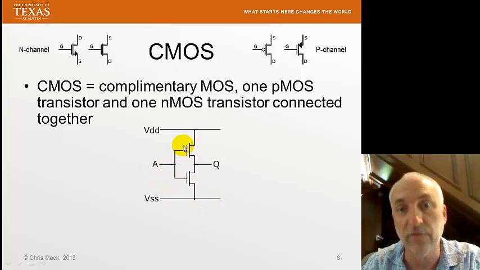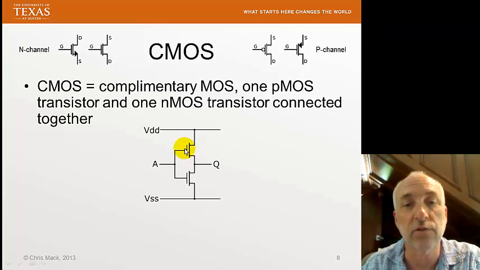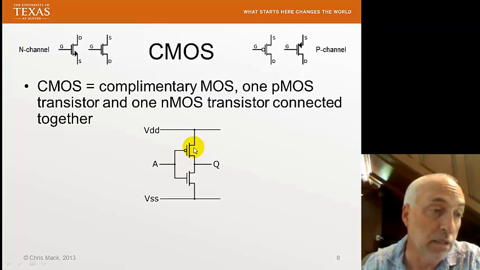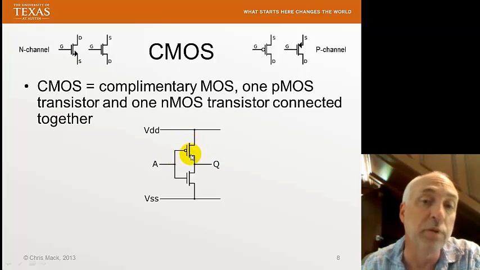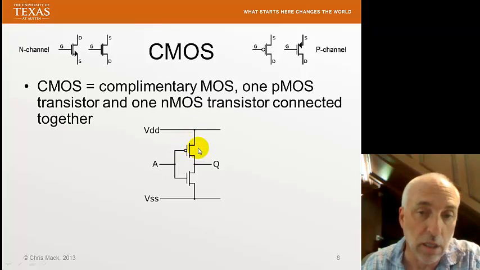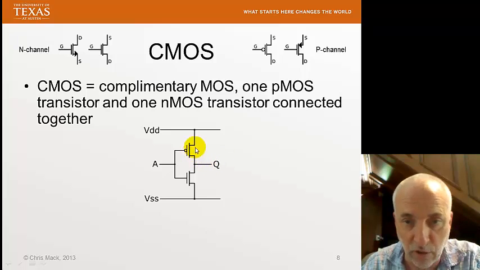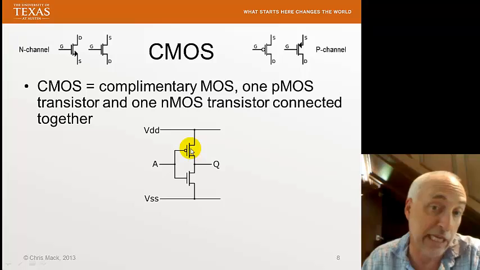Now that's the N-channel device. Think about the P-channel device. If I have a positive voltage on a P-channel device, this thing is not turned on. It's an open switch. No current can flow. And so the voltage at Q is independent of what happens with this device because it's just an open switch. It's like it's not even there.